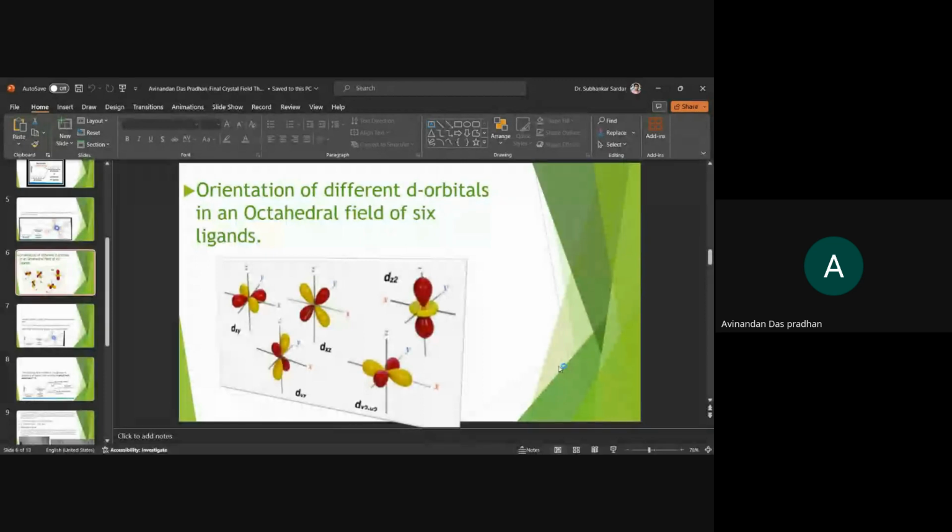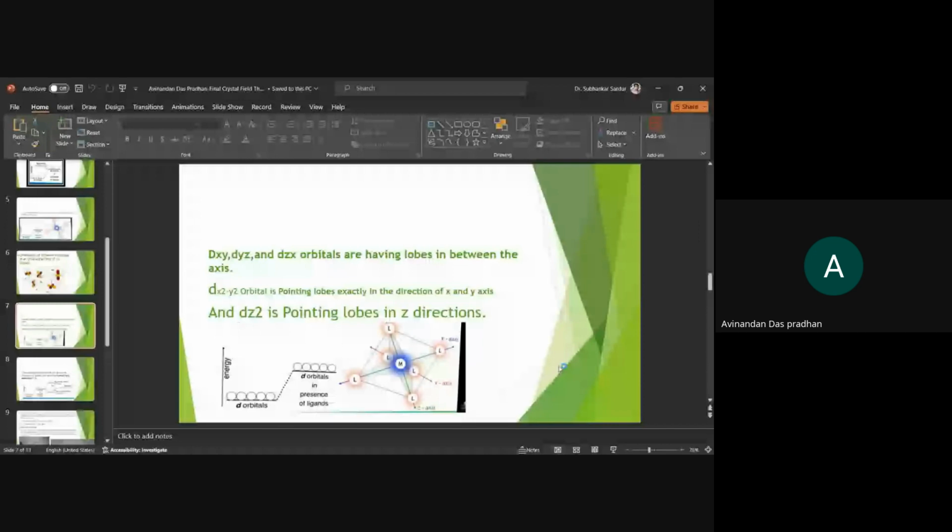These are the 5 d orbitals: dxy, dxz, dz square, dyz, and dx square minus y square. The dxy, dyz, and dzx have lobes between the axes. That means dxy has its lobes in the plane of xy, dyz has lobes between the y and z axes, and dxz has lobes between the x and z axes. On the other side, the dx square minus y square and the dz square have lobes along the x, y and z axes.